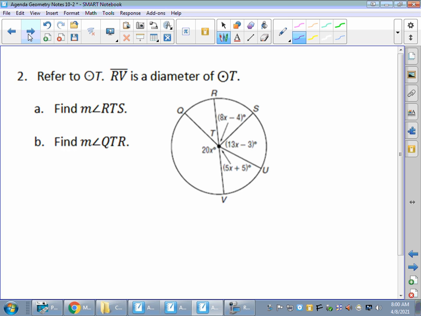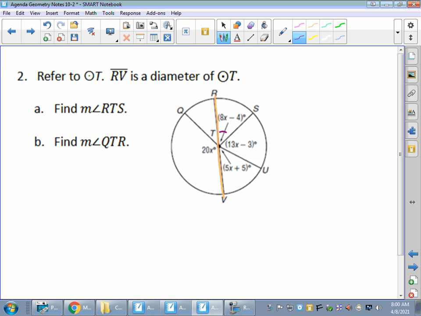Refer to circle T. So T is the center. RV is a diameter. That's really helpful, right? If this is a diameter, I know that that's a semicircle. It's cutting the circle into 2 congruent parts. Find the measure of angle RTS.